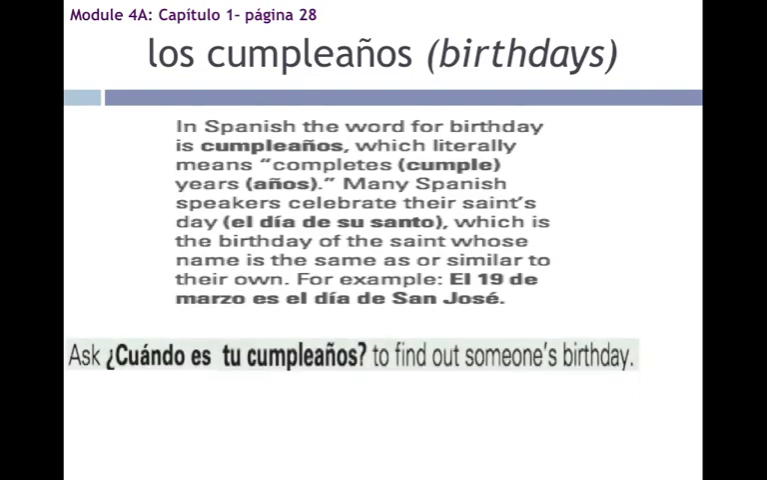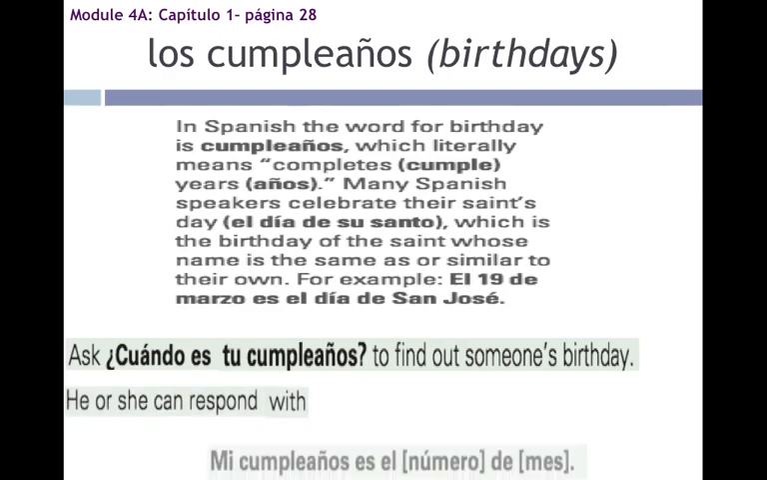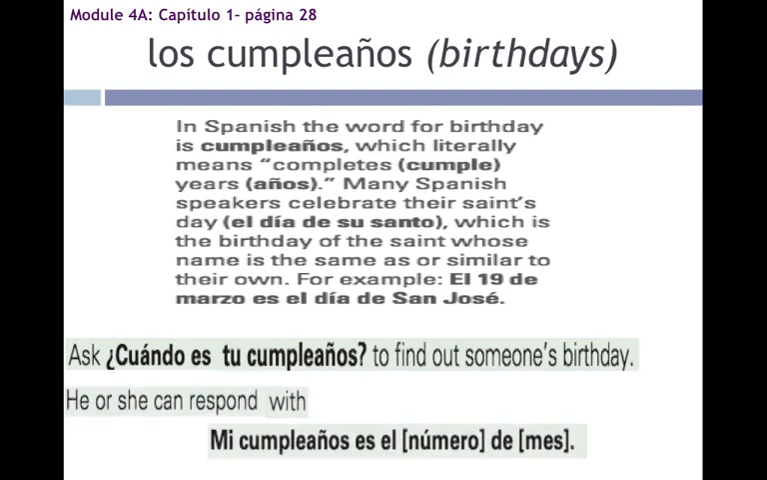To ask the question, when is your birthday? ¿Cuándo es tu cumpleaños? Repitan, por favor. ¿Cuándo es tu cumpleaños? Y la respuesta, mi cumpleaños es el number de mes. Por ejemplo, para mí, ask me the question now, when is your birthday? Mi cumpleaños es el 19 de septiembre. When's my birthday in English? Yep, you got it. September 19.